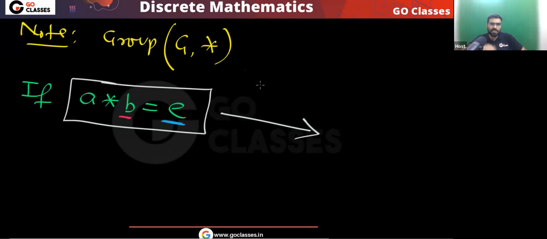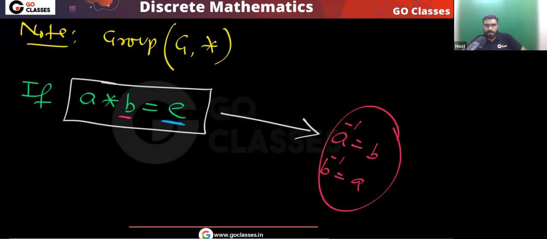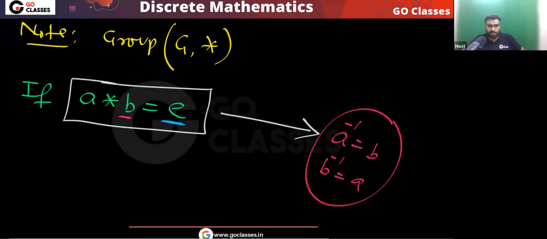This is behaving as the inverse of A. Then A inverse is equal to B, or I can say B inverse is equal to A. And this direction is also correct. These two directions we have already seen in our lectures. And the proof is also very simple.